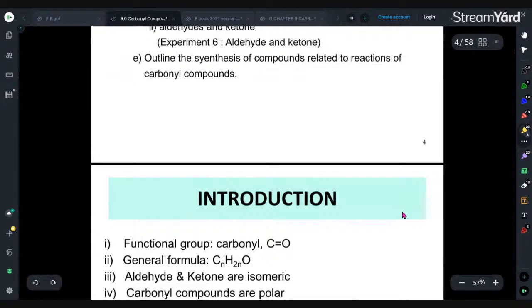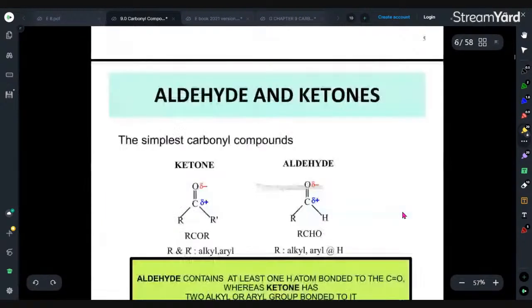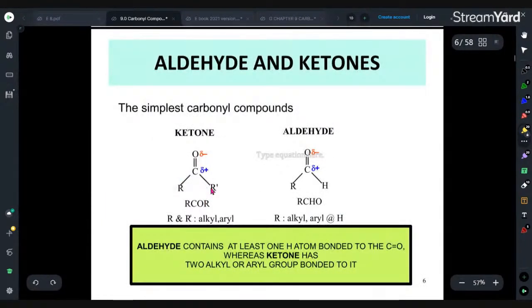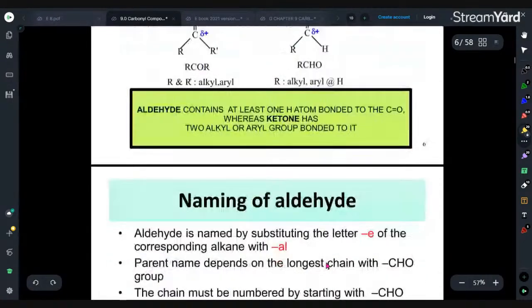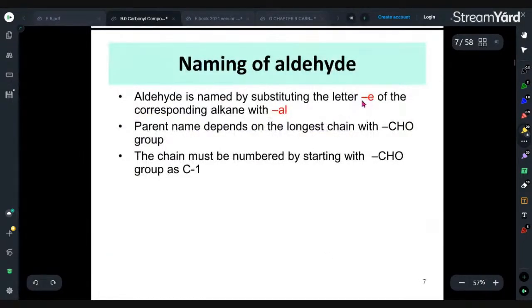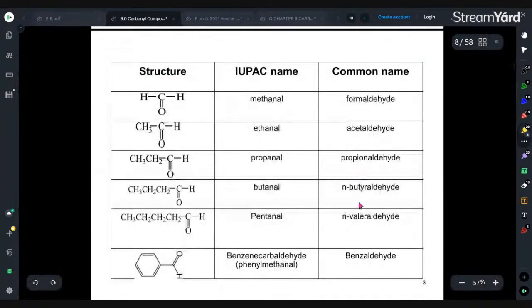So this one is ketone, attached to two alkyl groups. If it is aldehyde, normally at the end of the structure we see the double bond O and H, attached with one alkyl group. For the naming, aldehyde is named by substituting the letter E of the corresponding alkane with AL. It depends on the parent chain: if one carbon, methanal; two, ethanal, and so on. So these are the examples.